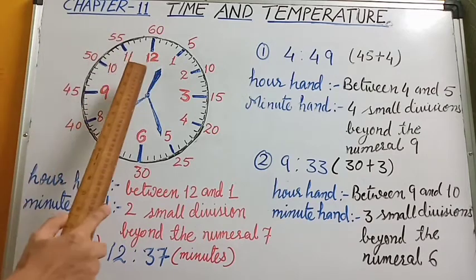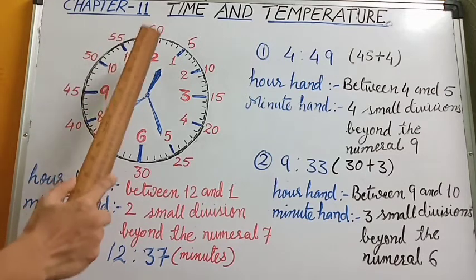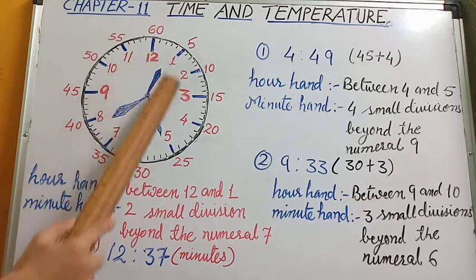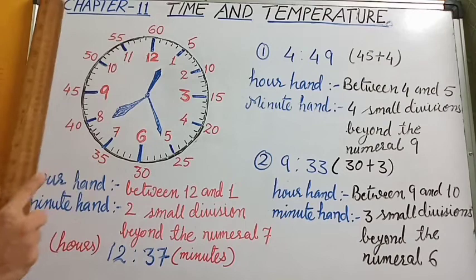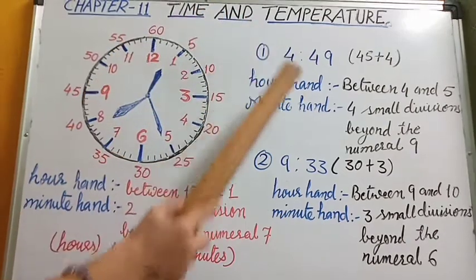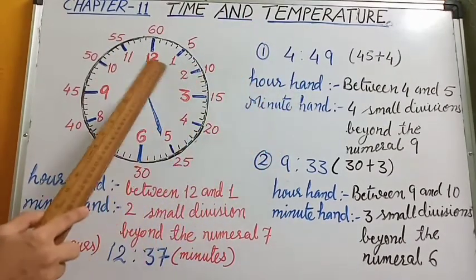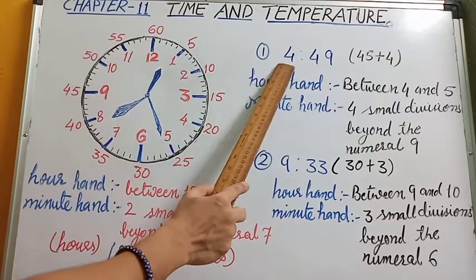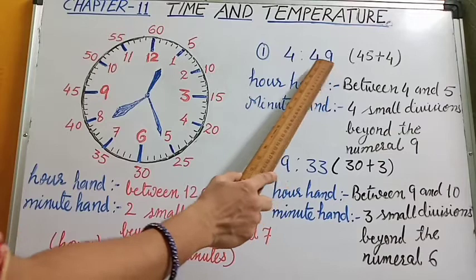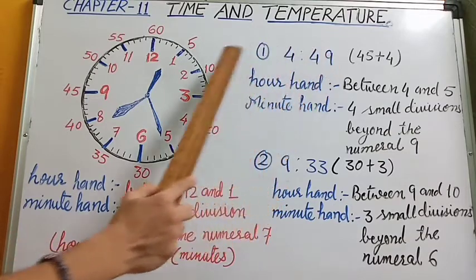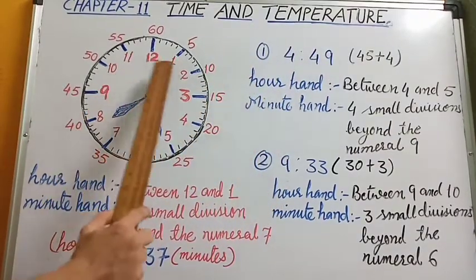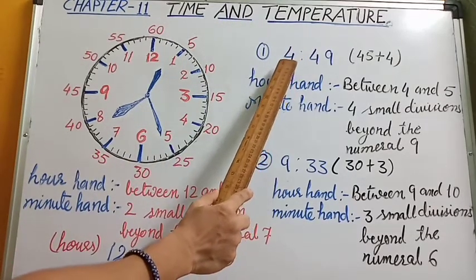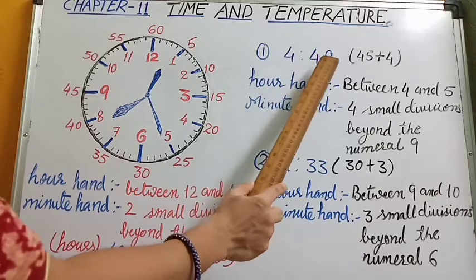So 12 o'clock at night is called 12 midnight, and 12 o'clock in the day we call 12 noon. So here, if some timings are given, how do we explain where the hands of the clock will be? So just take 4:49. Now we have to tell where the hands of the clock will be. We all know that the left hand side digit shows hours and the right hand side digit shows minutes.